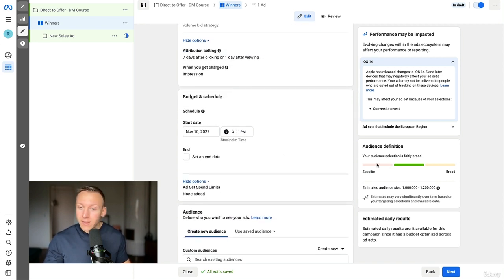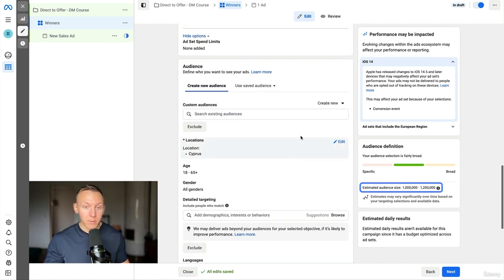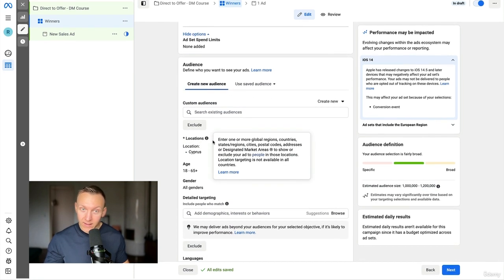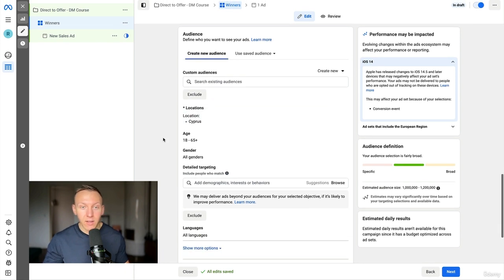And that means that right now we're targeting between 1 to 1.2 million people. But that is because there are some default settings in here already, and it's currently targeting Cyprus. Basically, what Facebook ads is asking is, who do you want us to target with this ad?